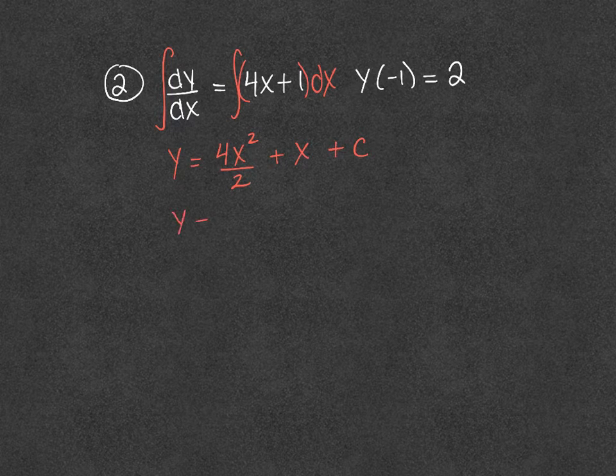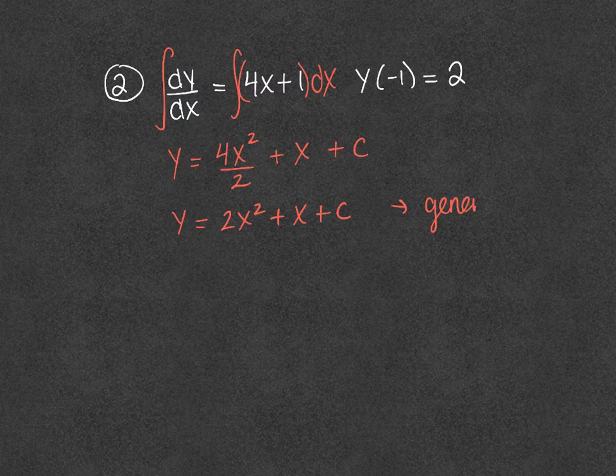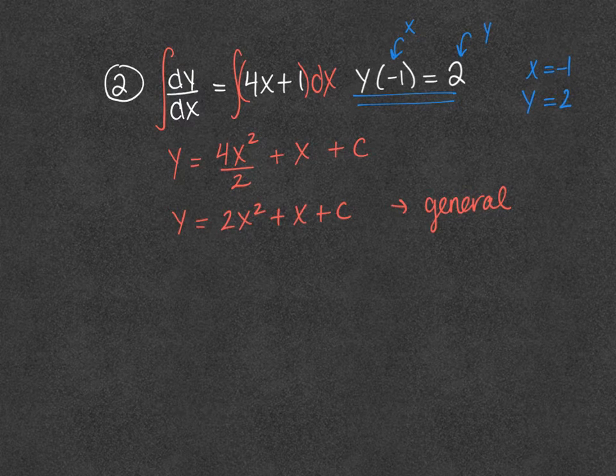And I'm just going to simplify it a bit: 2x squared plus x plus c. So again, this is my general form. Now I need to find the specific form using this information. The number inside the parentheses is the x, and what it's equal to is your y. So x is equal to negative 1 and y is equal to 2.